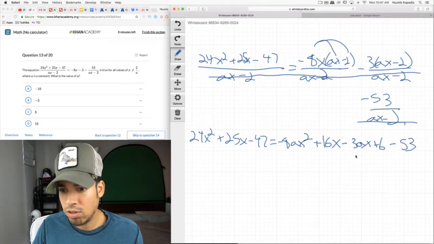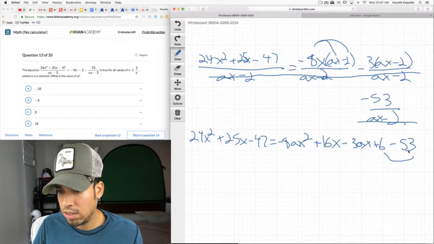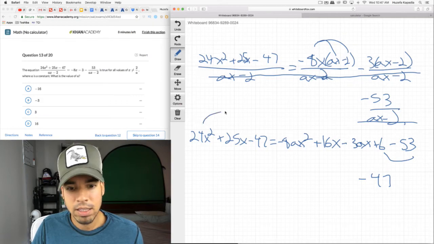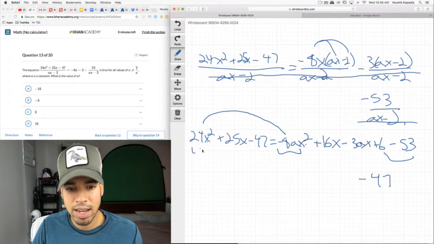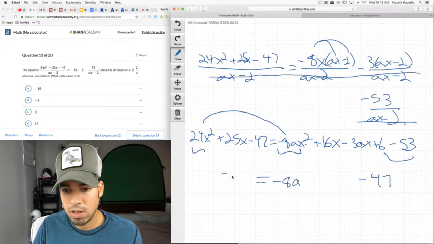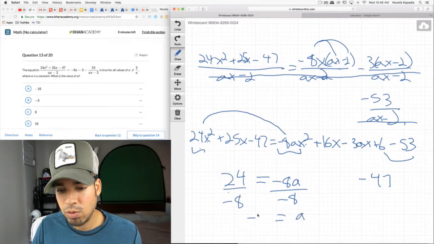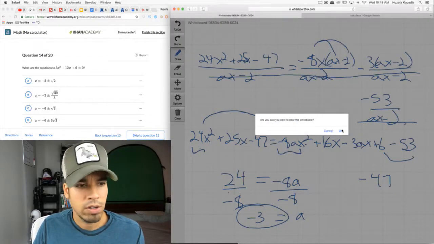Let's combine like terms. 3ax. Okay. So then we've got 16x. Let's combine these. This is easy. 6 minus 53 is negative 47, and that matches up here. See, we're just going to be able to solve this way. Actually, we're good to go. Look, these two terms match up. These are the only two terms that have x squared. Therefore, negative 8a has to equal 24. Therefore, if we divide by negative 8, a equals negative 3. Done.